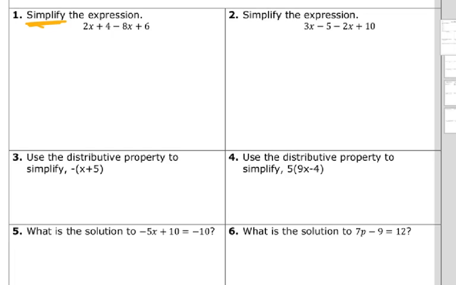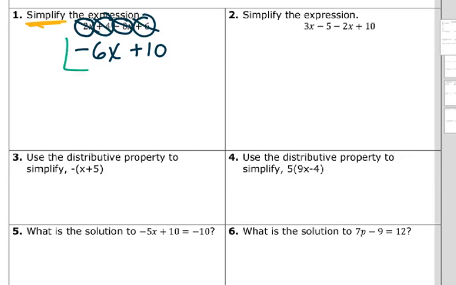That means in this one, we have 2x's minus 8x's. We can put those together. 2 minus 8 is negative 6x's. Then we have a positive 4 and a positive 6. Those are like terms. 4 plus 6 is the number 10. So we just simplified this question by combining like terms. Very easy. No equal sign, no solving for x. We just combine like terms.